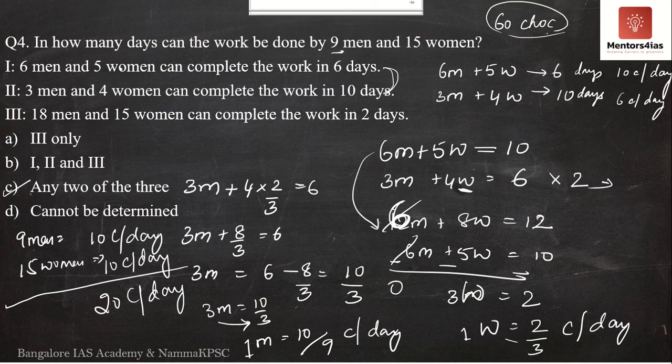So don't you think you're able to find out the number of days required by 9 men and 15 women to eat 60 chocolates? Of course you're able to do that. Similarly, I can use the second and third statement, the same method, to find out the value. You should get the same value. It might depend on the statement, but you should be able to determine the days taken by 9 men and 15 women.